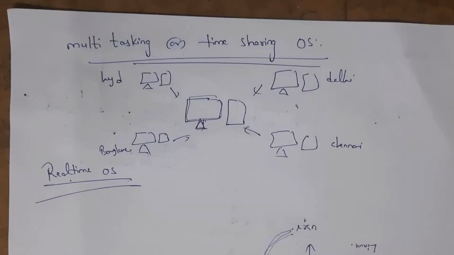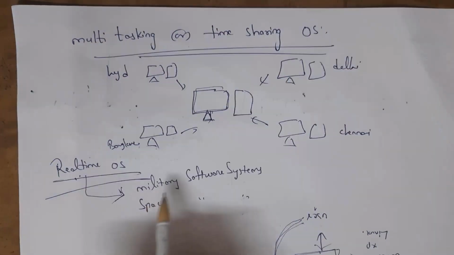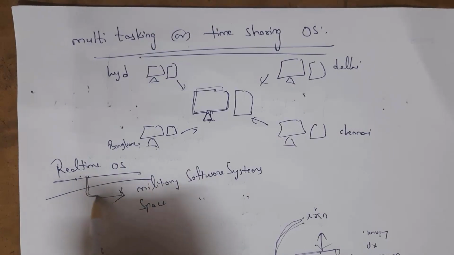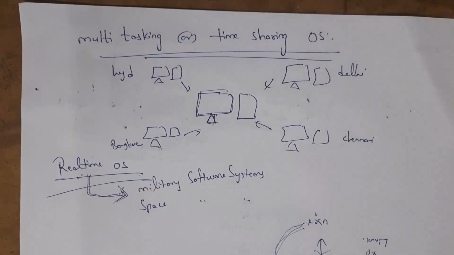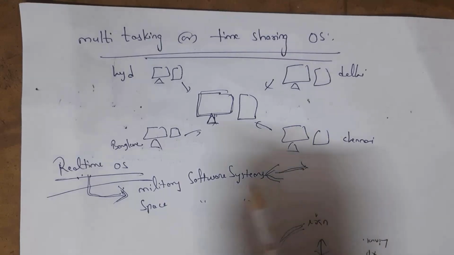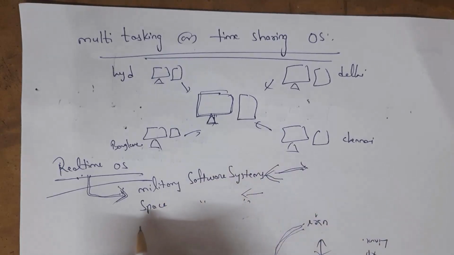I will explain what is a real-time operating system. A real-time operating system will give a response within a short period of time. Military software systems and space software systems are all examples of real-time operating systems. If there is any crime or any bomb blast, then the military operating system will give an immediate response, and similarly if there are any changes in space, then immediately we will get a response by using space software systems.